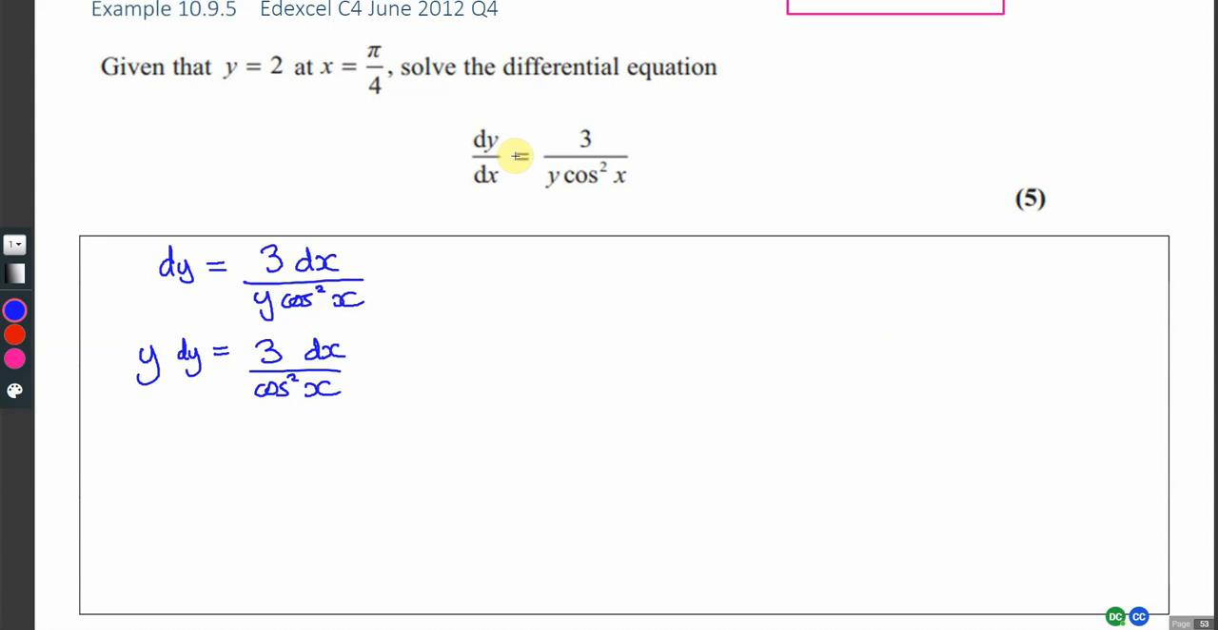So now the variables are separated, we can now integrate both sides. Left hand side is ready to be integrated. Taking a look at the right hand side, pause the video and think, how can we integrate the right hand side? Right, well, the best way to integrate the right hand side is to notice it's the same as 3 sec squared x, and integrating sec squared x is one of the standard results.